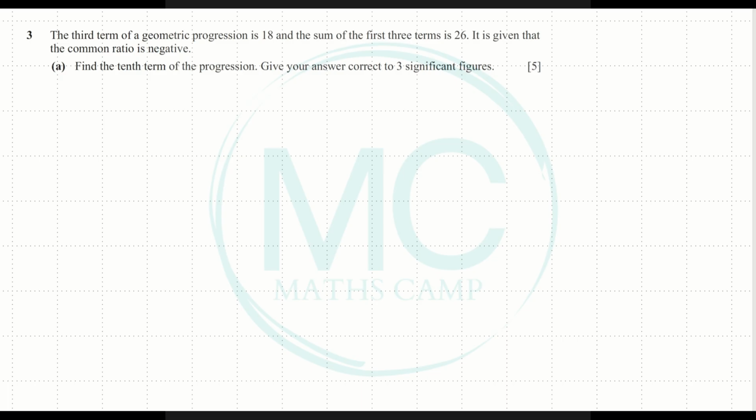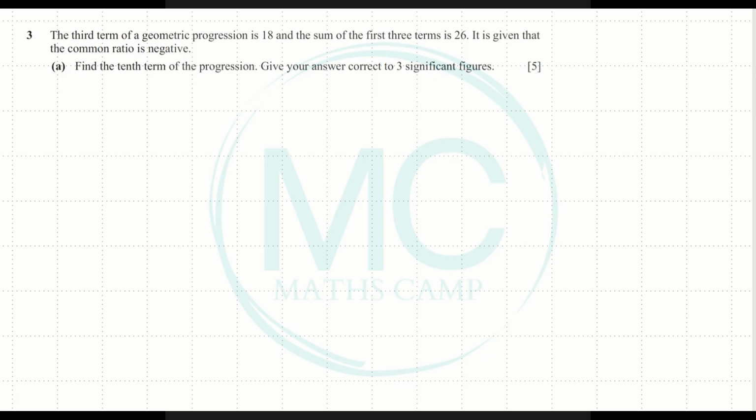The third term of a geometric progression is 18, and the sum of the first three terms is 26. It is given that the common ratio is negative. Find the 10th term of the progression. Give your answer correct to 3 significant figures.